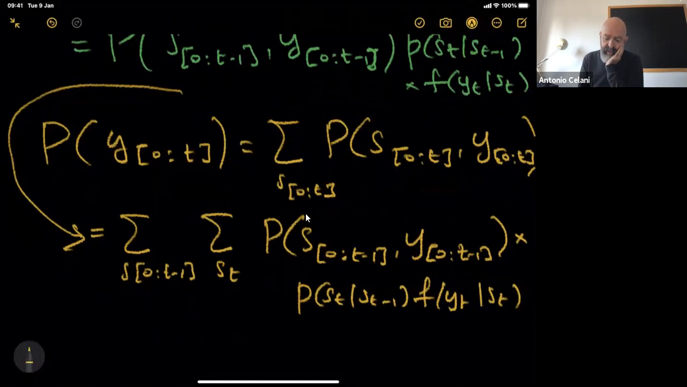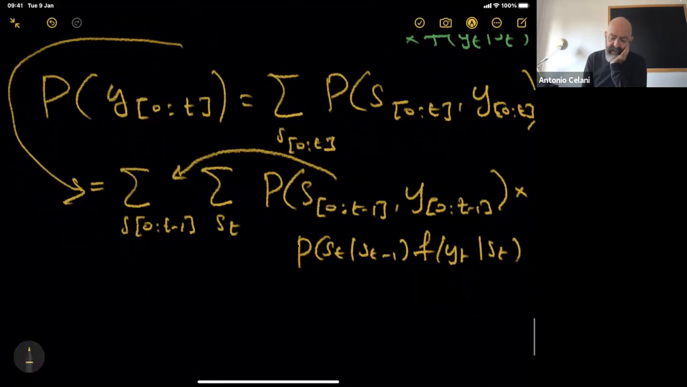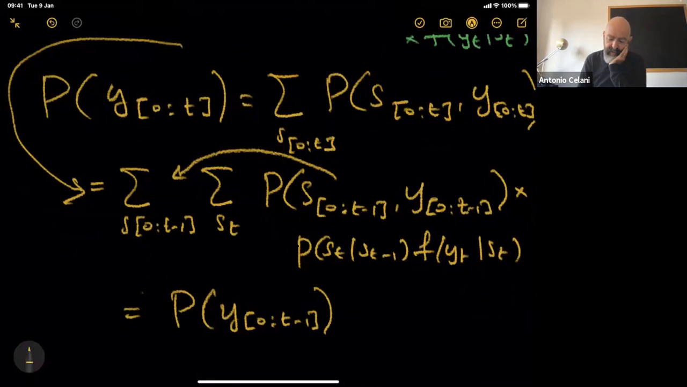Okay, now I can pull out this sum, this probability here. I can pull it out from the sum over st because it doesn't depend on st on the last time. And I can marginalize. So this becomes the probability over the previous sequence of observations. So sum over s, okay, this one, times the sum over st of p over st.